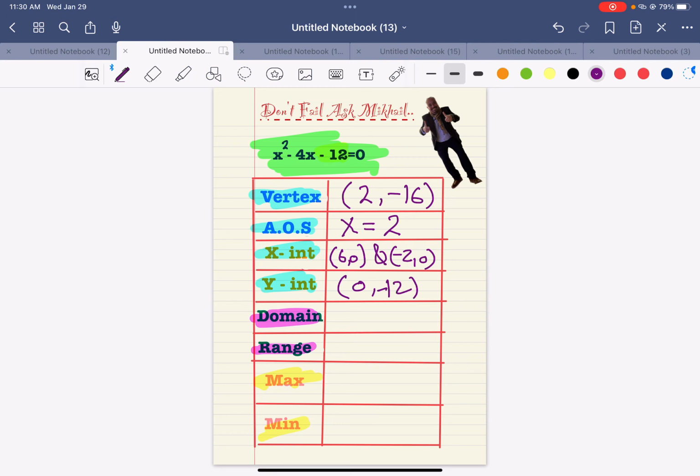Okay? Let me fix this, it's 0 here. All right, now I got some points here. Let me clear this up a little bit. I don't like it, it's not really clear, so let me erase it and rewrite it. So x is 0, x is 6, y is 0 for the x-intercept.